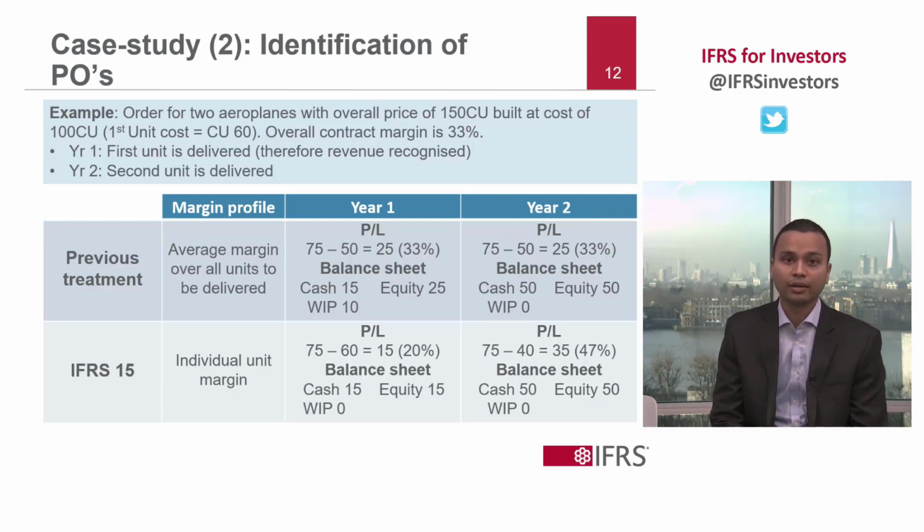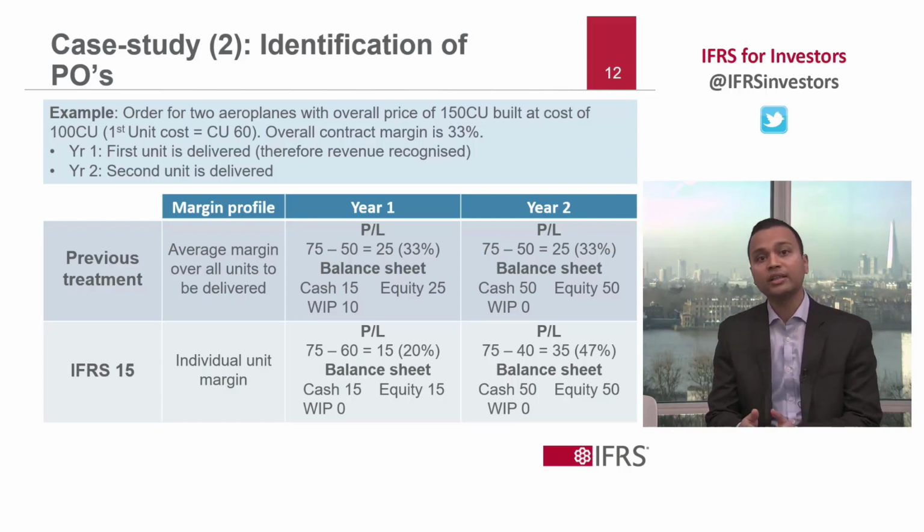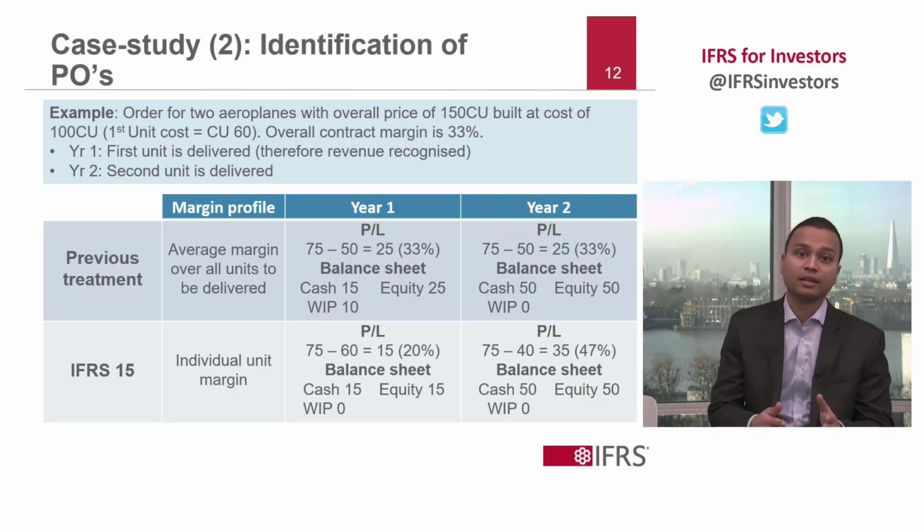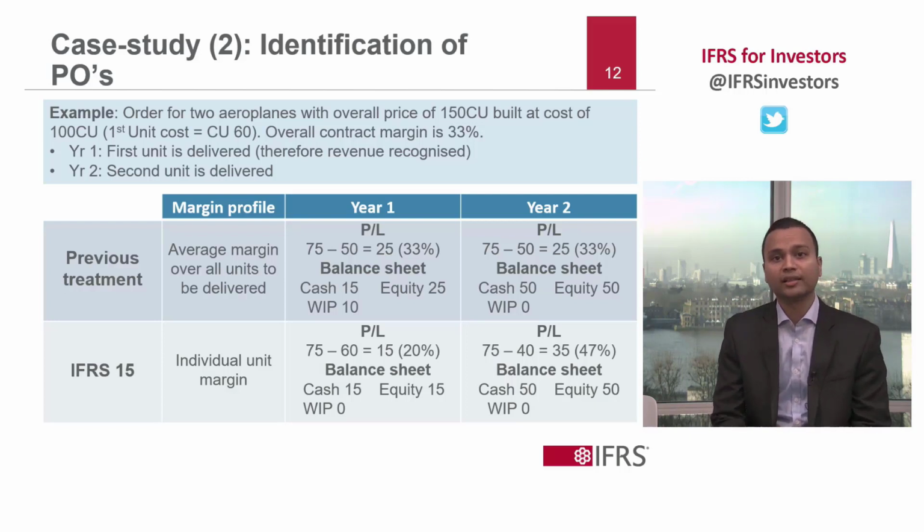The same revenue and expenses are recognized in year 2, but with a release of 10 from work in progress, as cash cost of 40 is lower for the second plane versus the expense of 50. The balance sheet at the end of year 2 is 50 cash and 50 equity.